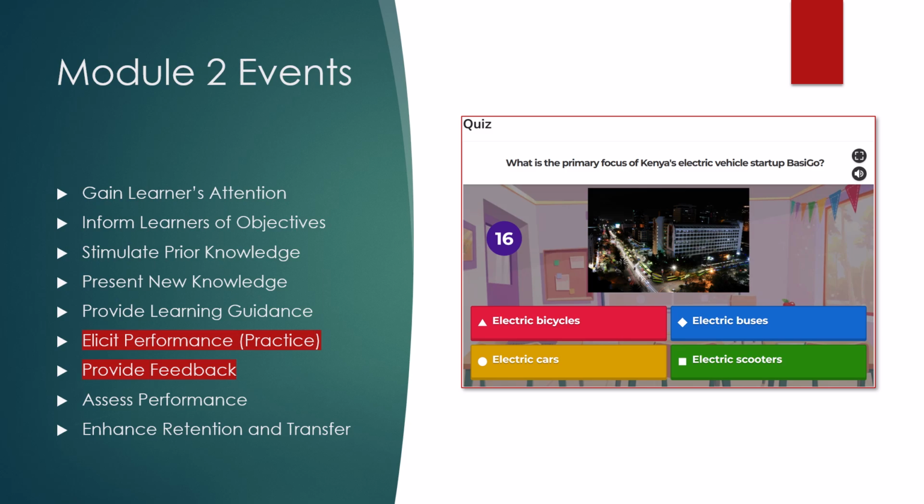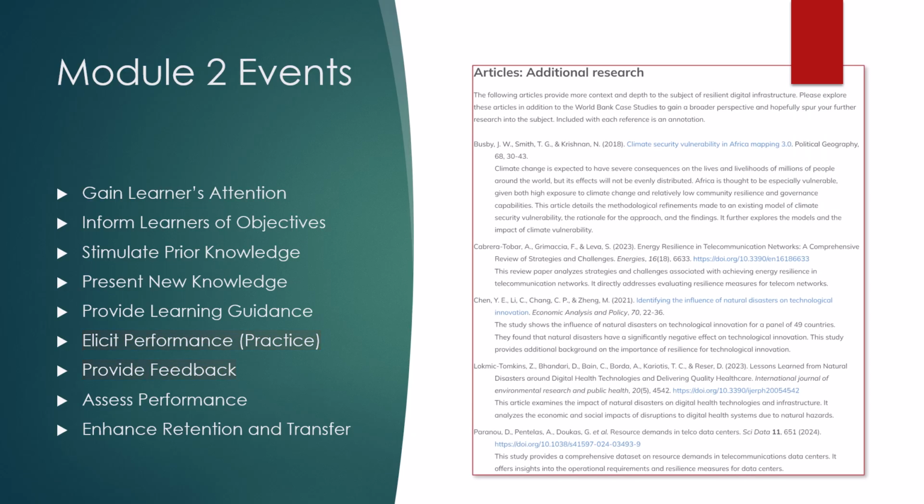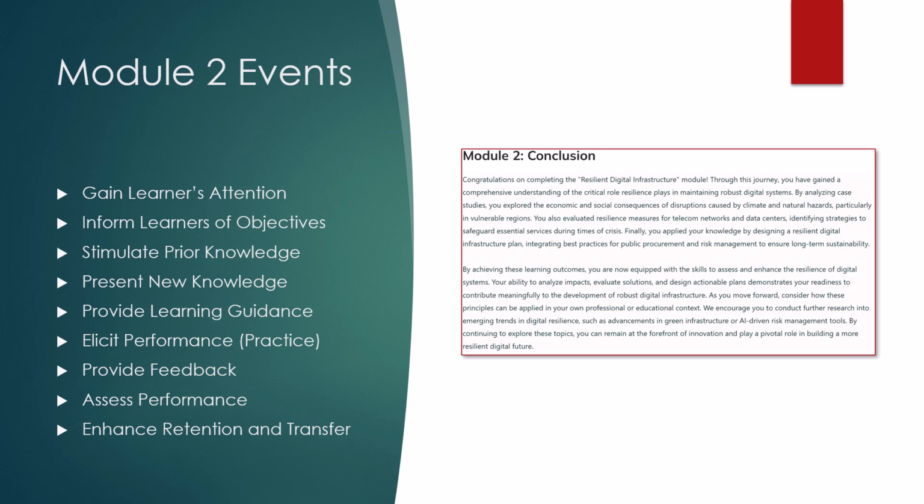A Kahoot quiz is a fun way to include gamification of points in a leaderboard while allowing learners to practice and providing them feedback. An assignment allows policymakers to apply the learning to their own context by designing a resilient digital infrastructure plan. A sample is provided. Once submitted, the design is reviewed by a peer. The finished plan is intended to be another artifact. Additional articles are provided for more research. And a module conclusion.